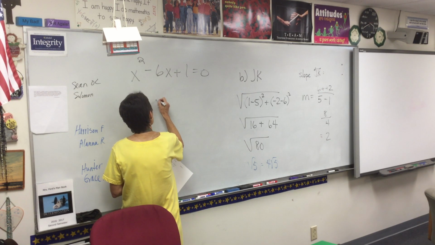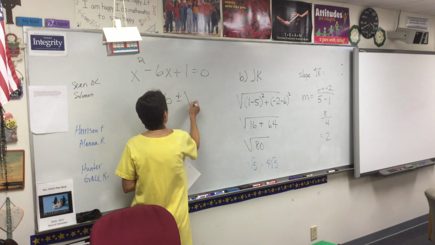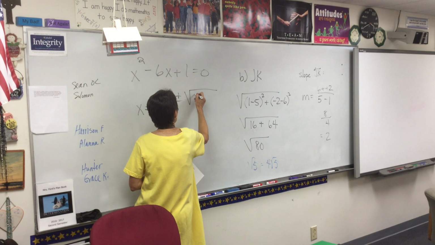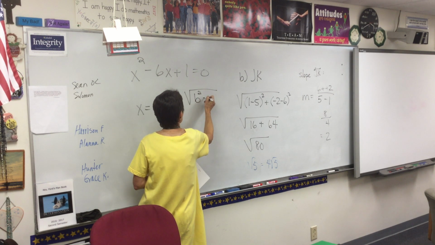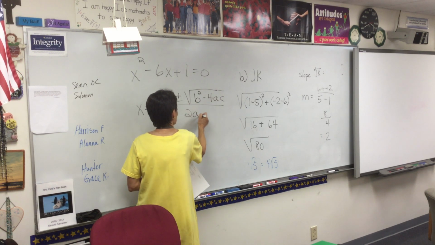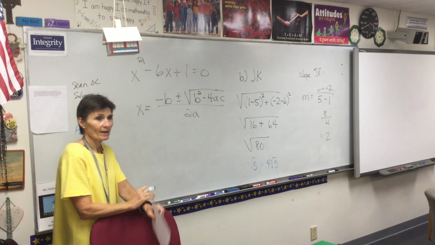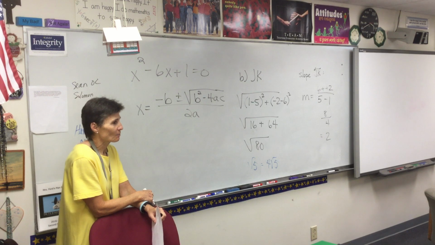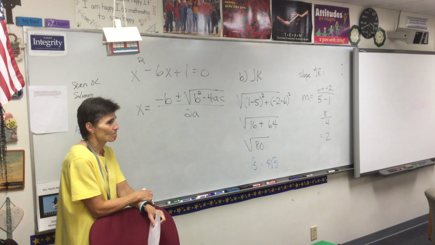Say it for me. Negative b plus or minus the square root of b squared minus 4ac, all over 2a. Yeah, if we took a group quiz, we'd get it right. Everybody needs to remember the formula, okay?